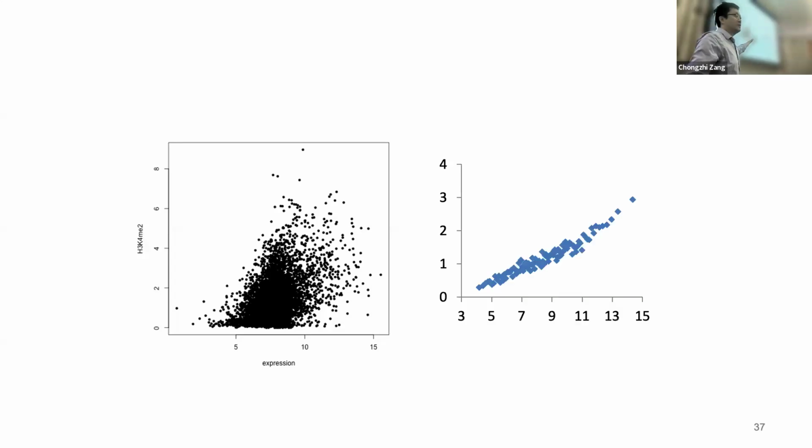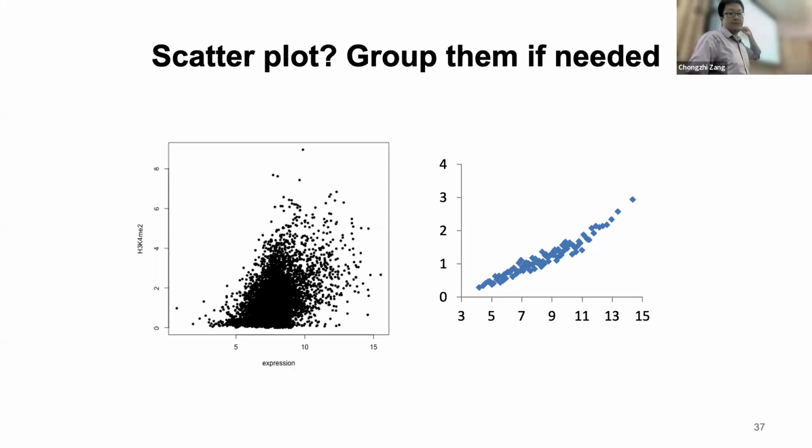And if we group the data points into smaller groups, you may be able to see a better correlation. So in this case, grouped based on the x-axis of the data point, I think this is grouping every 100 or every 200 data points into one point. So group them if needed.